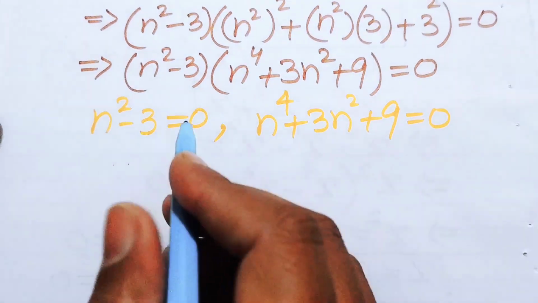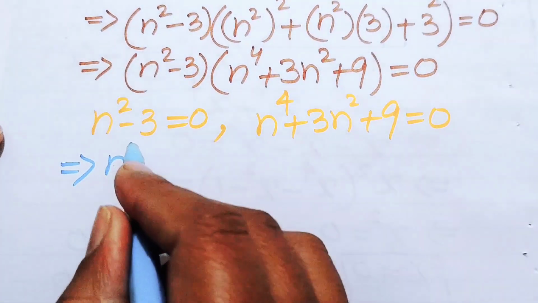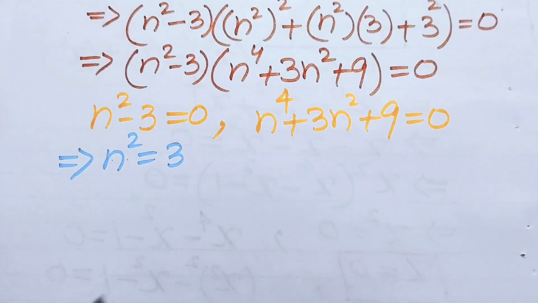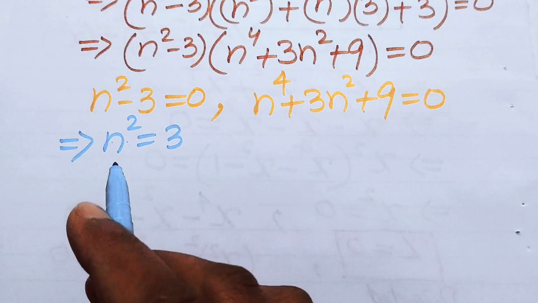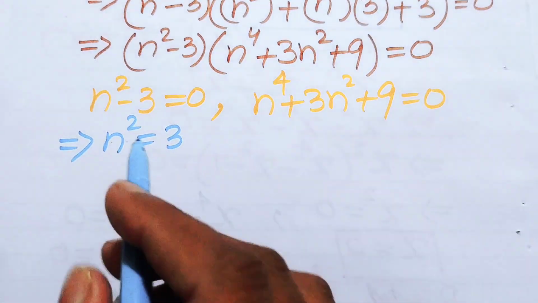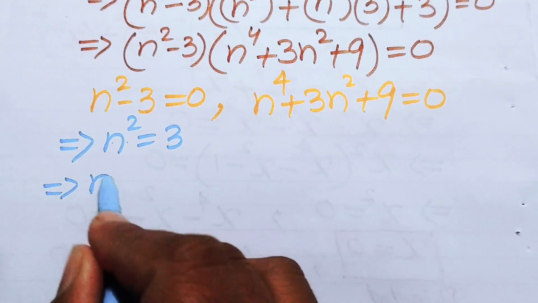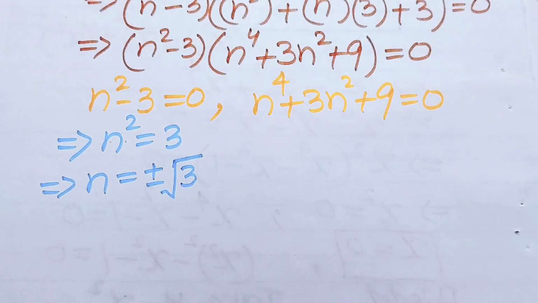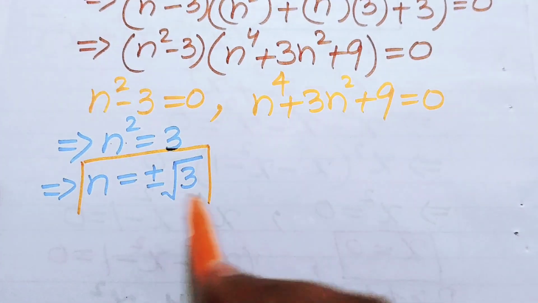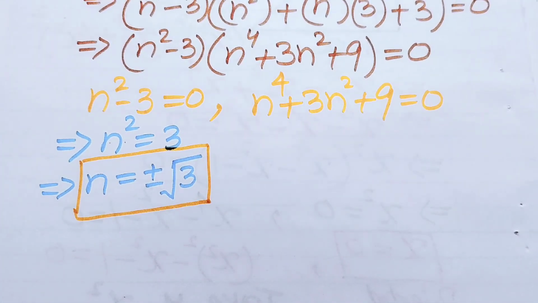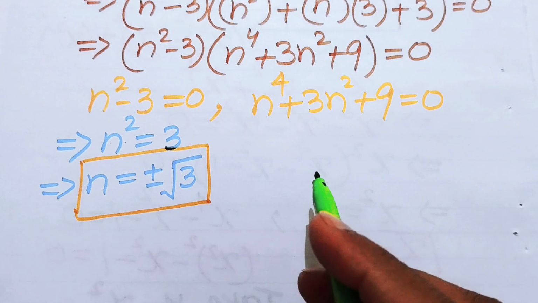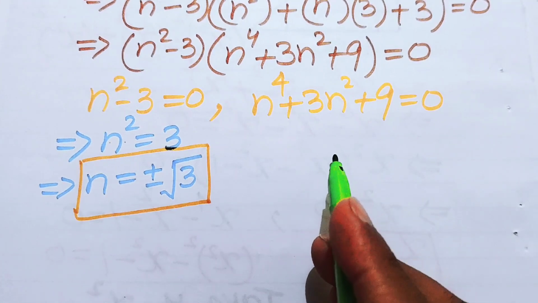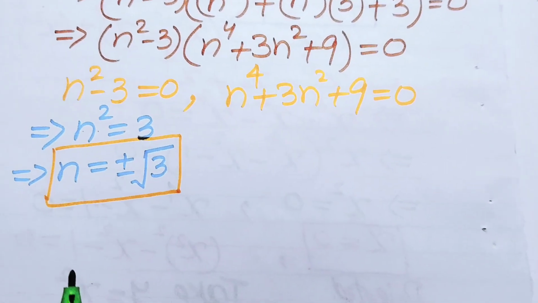And now we move this minus 3 to the right hand side, and we have n square equals 3. So here, in order to find the value of n, we need to take the square root on both sides of this equation. Then you obtain n equals plus minus square root of 3. So these are our first two real solutions of the given equation. Now in order to find the other solutions, we need to solve this equation. So this equation gives us the fourth roots of the given equation.